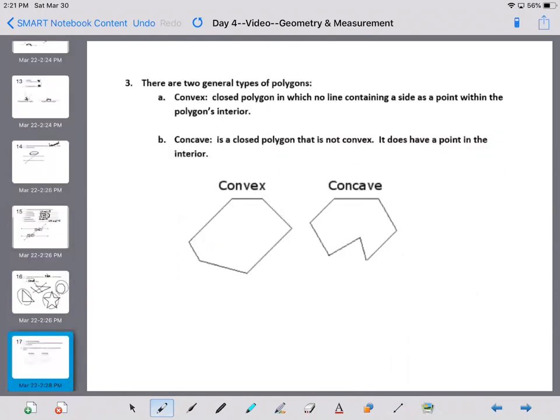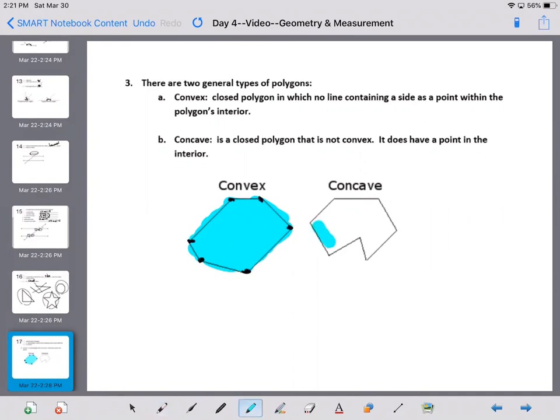All right, and then there's types of polygons, what we'll call a convex. Now it's going to have no line containing a side that has a point within the polygon's interior. So it's referring to this being the interior, okay? And if you'll notice the interior here, there's no point, no vertex on a line. So see these points here, nothing is inside the interior of that polygon.